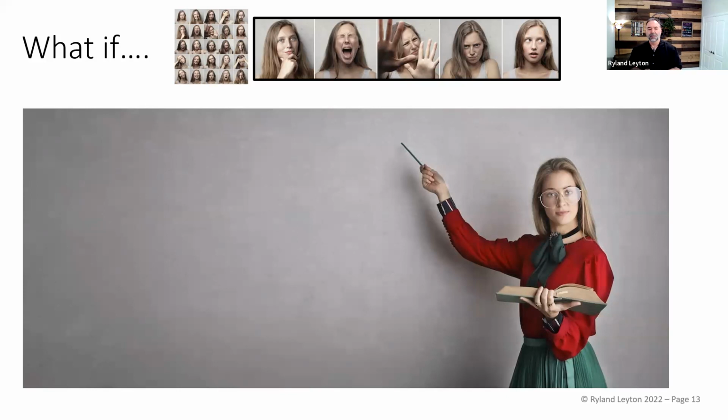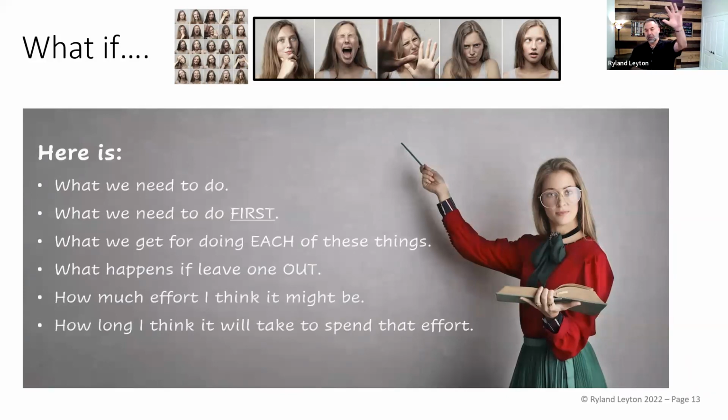I'm going to show you a plan. And here is the plan. Here is a list of things. Here's what we need to do. Here's what of those things we need to do first. Here's what we get for doing every one of those things. Here's what happens if we leave one out. Risk. I'll come back to that later. That's risk. Here's how much effort I think it will take to get through the things I've shown you. And here's how fast I could burn that effort.